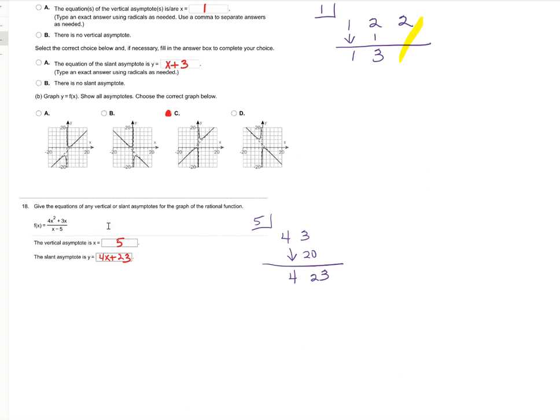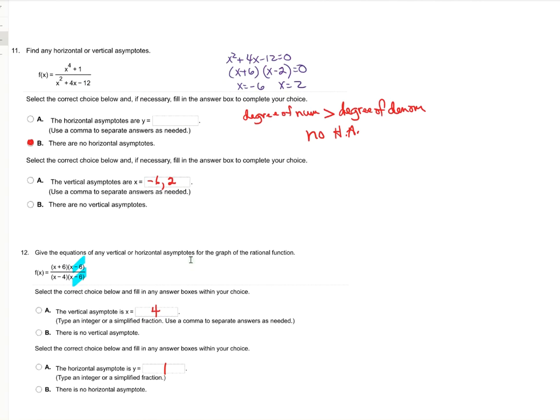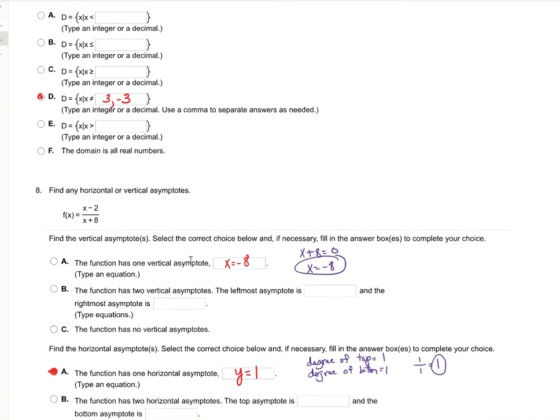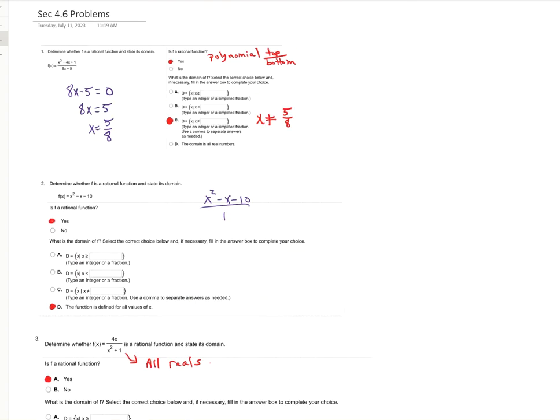Give the equations of any vertical or slant. Well, the vertical is x equals 5, and we'll do the division. 5, and then we have 4 and 3. Bring down the 4. 4 times 5 is 20. That's a 23. We didn't need anything over here anyway, so we've got 4x plus 23. So we've done a good bit of work on rational functions and vertical and horizontal asymptotes and domains. So I think that should be good for 4.6.